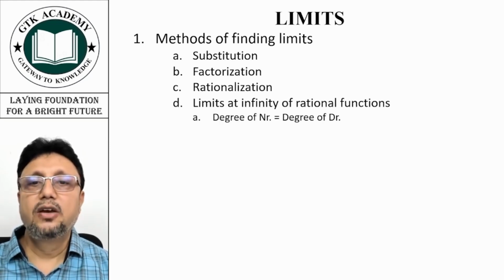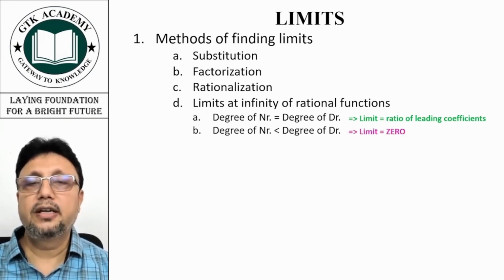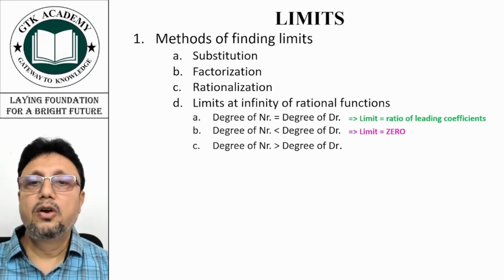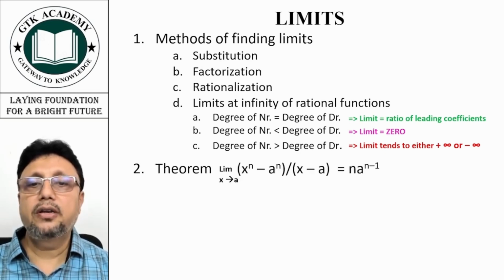had three cases. When degree of numerator is equal to degree of denominator, at that time limit is equal to ratio of leading coefficients. When degree of numerator is less than degree of denominator, at that time limit is 0. When degree of numerator is greater than degree of denominator, then a limit tends to either positive infinity or negative infinity.